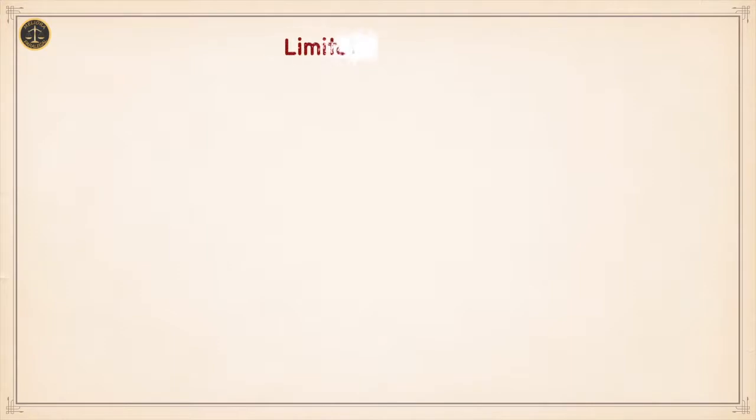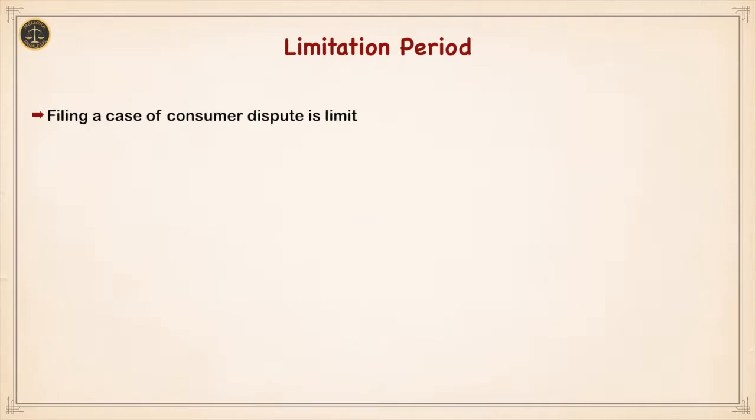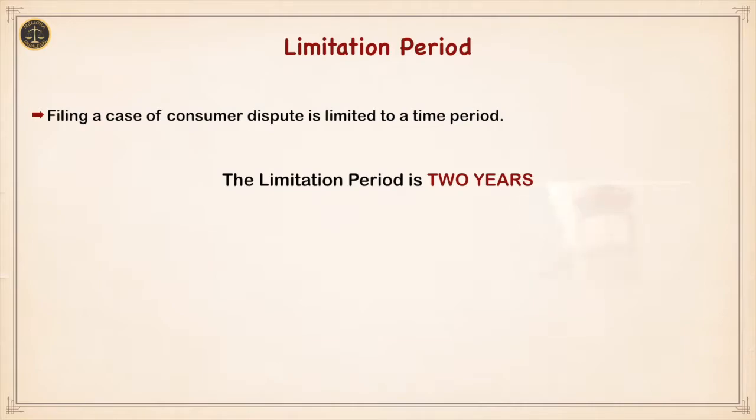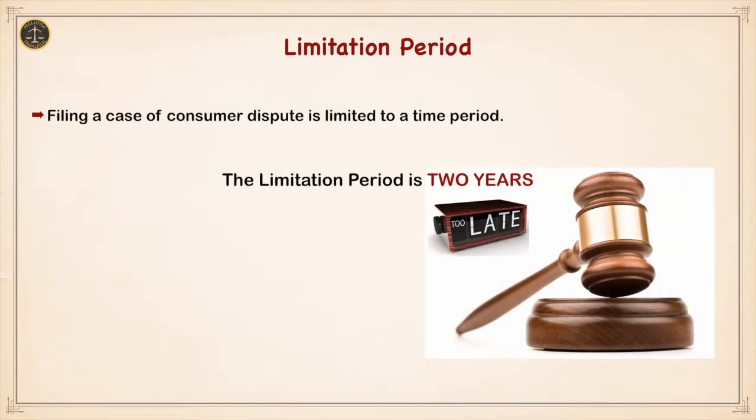Now, the limitation period. Filing a case of consumer dispute is limited to a time period. That is, beyond a certain time period, your case will by default lapse. No legal remedy would be available to you after this period, irrespective of the authenticity of your case and the amount that you suffered. The limitation period is 2 years. So, the complaint must be filed within 2 years from the date of the cause of action having arisen.